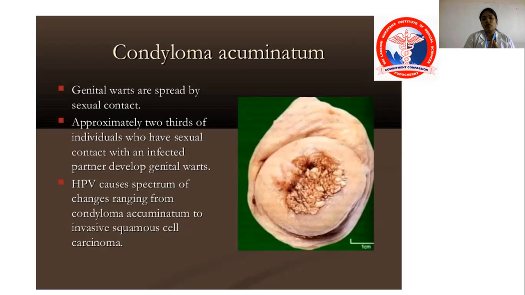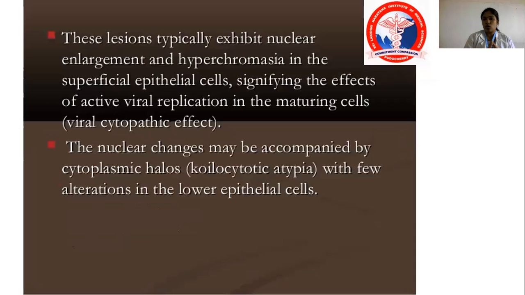HPV causes a spectrum of changes ranging from condyloma acuminatum to invasive squamous cell carcinoma. These lesions typically exhibit nuclear enlargement and hyperchromasia in the superficial layers, signifying the effects of acute viral replication in the maturing cells. This is called as viral cytopathic effect.